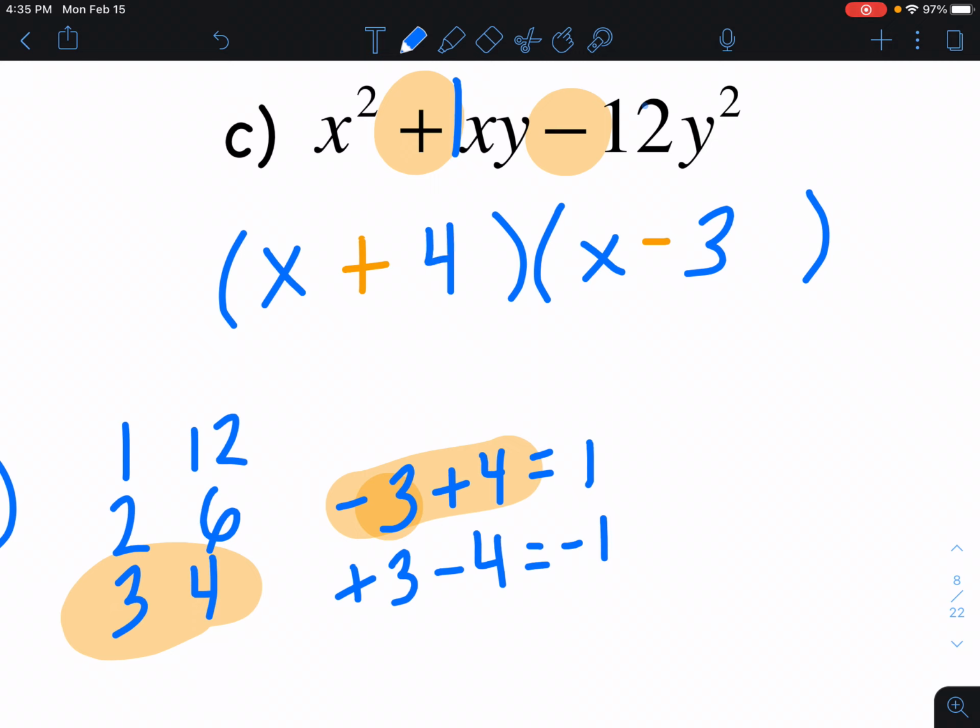Now, going back to that y squared, since it has a y squared at the end, it's very similar to how the x squared is in the beginning. If x squared in the beginning broke up as x and x, then y squared at the end will break up into y and y. And they just get attached to your numbers that you just found.